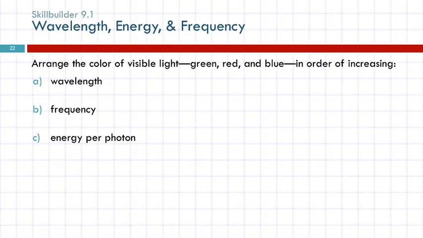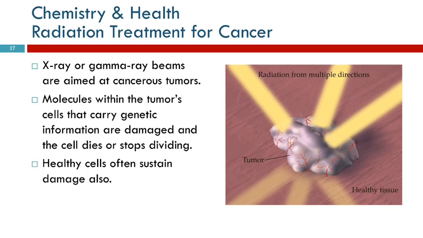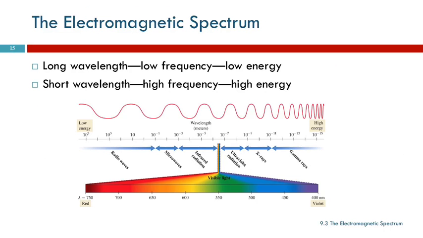Okay, so this is the sort of information that you should be able to spit back at me on an exam. Arrange the colors of visible light, green, red, and blue, in order of increasing wavelength, frequency, and energy per photon. I forgot something. Let's go back to this.